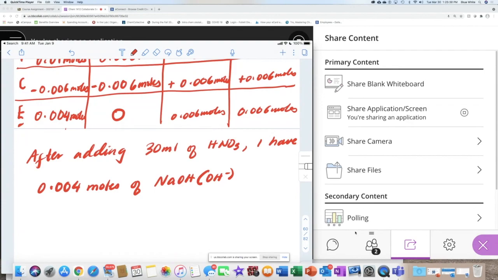Can I figure out the pH here? Not exactly. First of all, remember, pH is equal to negative log base 10 of H plus. So the big thing is, I don't have molar amounts of H plus. I have moles of OH minus. So I need to get molar amounts of OH minus, and then from that get amounts of H plus.